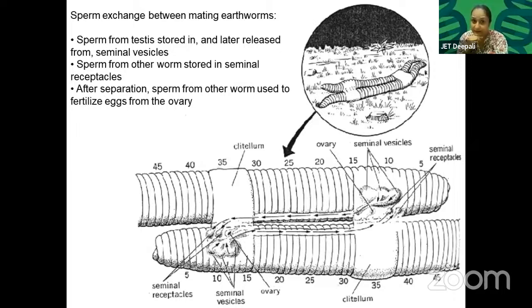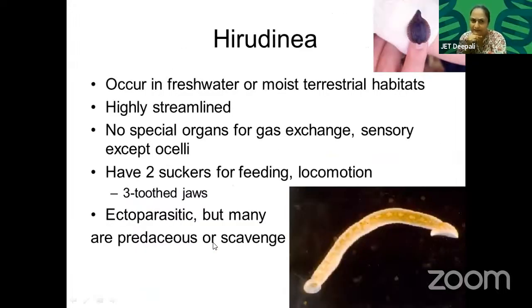Sperm exchange between mating earthworms. See, they are mating. Clitellum of one, clitellum of another. Here sperms are transferred, here ova are transferred. This is the class Hirudinea. Occurs in freshwater, most terrestrial habitats.